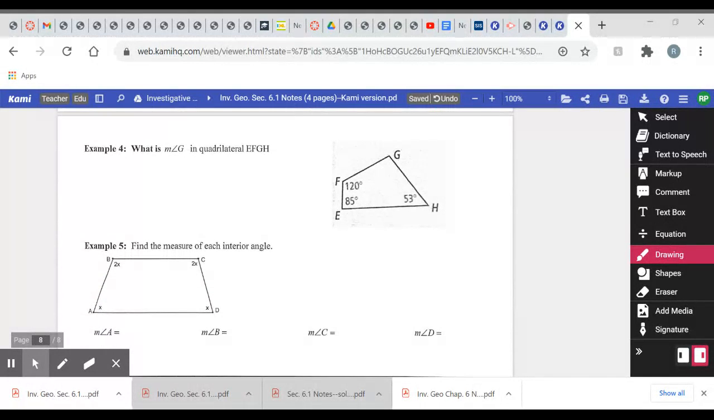Okay. The next one is very, very similar to what we just did. So that would be a good one for you to practice. I would pause the video and go ahead and try that one. And then when you come back, you can check to see if you did that right.